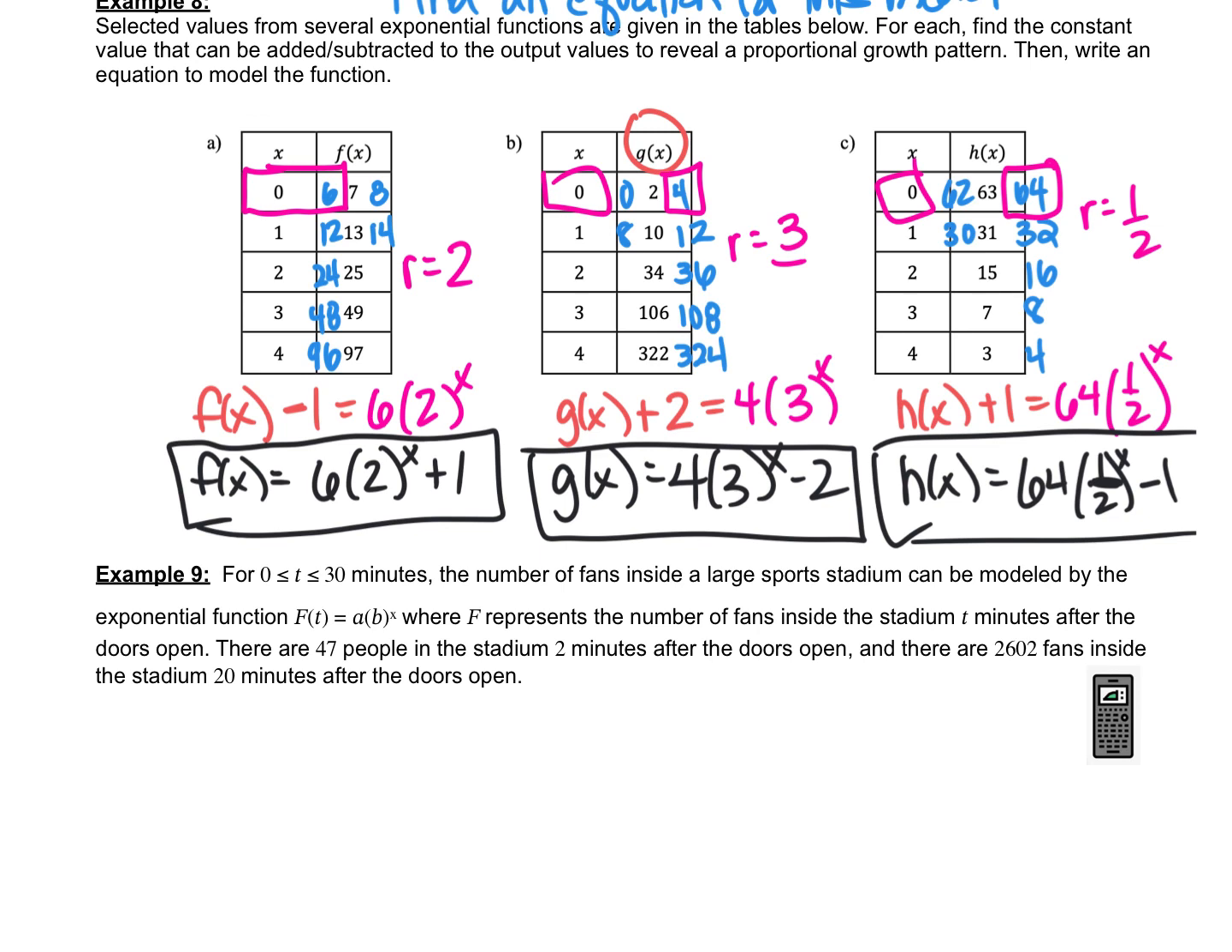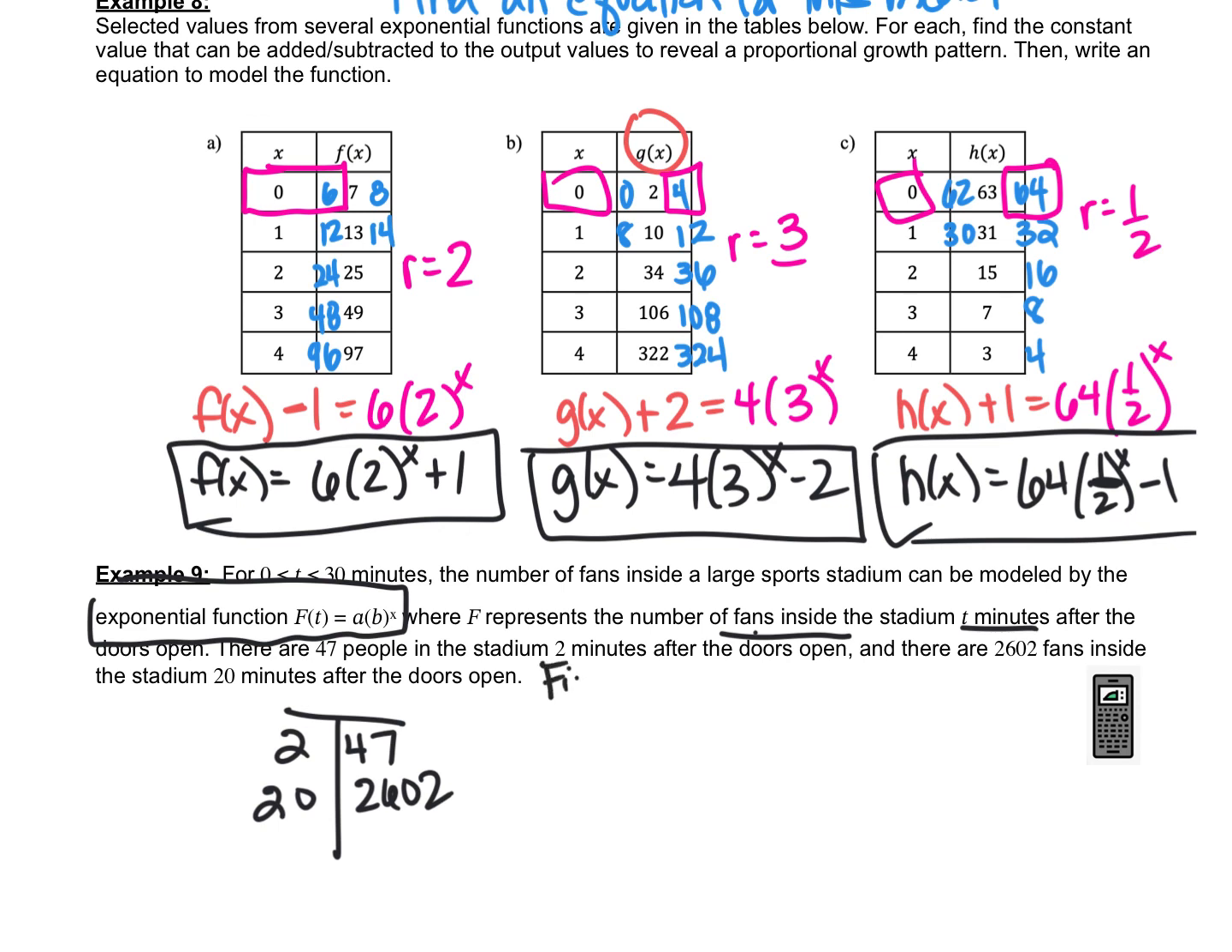Okay, so between times 0 and 30 minutes, the number of fans inside a large sports stadium can be modeled by this exponential function. So they tell me it's exponential. Thank you. Appreciate you. Okay. Where F represents the number of fans inside the stadium and T represents minutes after the doors open. There are still 47 people in the stadium 2 minutes after the door opens. So I have 2, 47. There are 2,602 fans inside the stadium 20 minutes after the door opens. Now, they didn't even pose a question, but here's what we want to know. Find F of T. Okay? We want to find F of T.